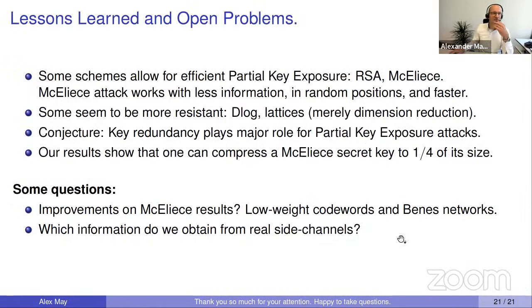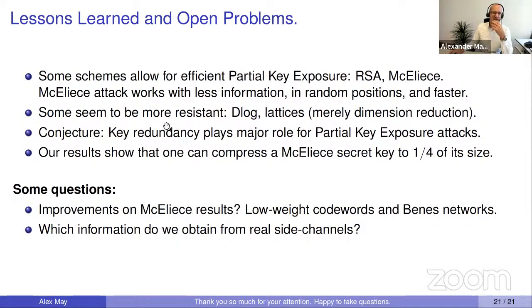So let's wrap up. What are the lessons learned and the open questions? Some schemes allow for efficient partial key recovery, and the example is RSA. And now we have more examples like McEliece, and also I spoke of Pike and so on. If you compare this McEliece attack with RSA, then it works with way less information in random positions and faster. So you can really do it in minutes. And we did it on a laptop, so it was not a computing cluster or anything.